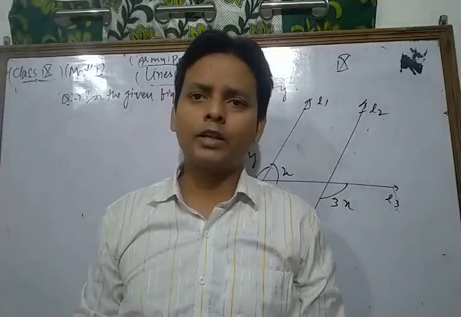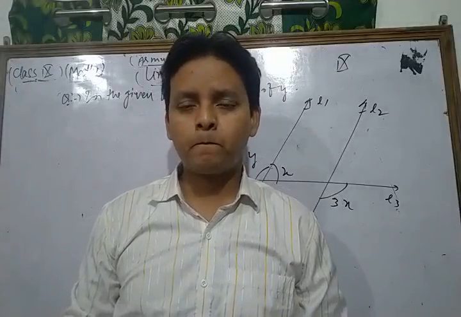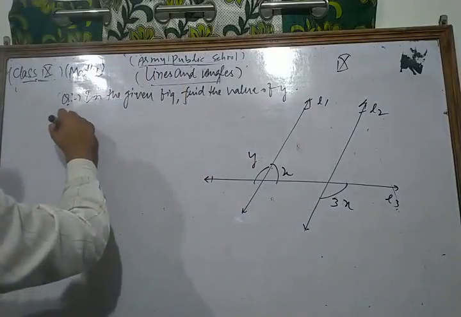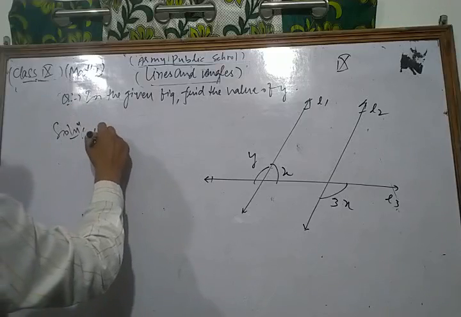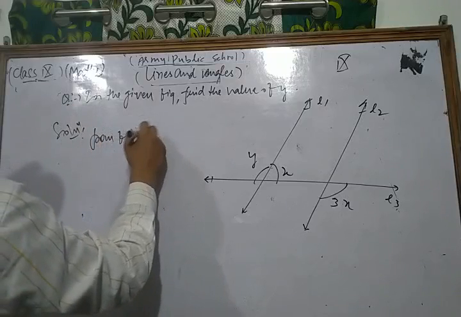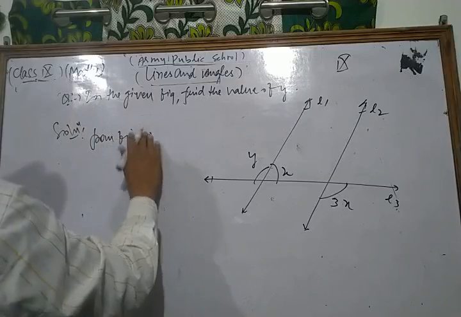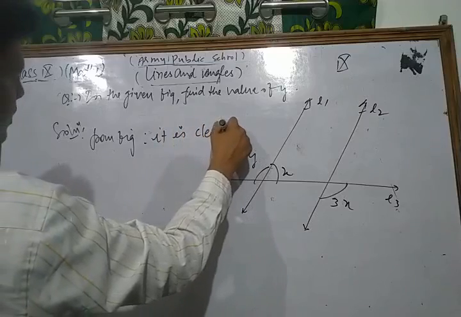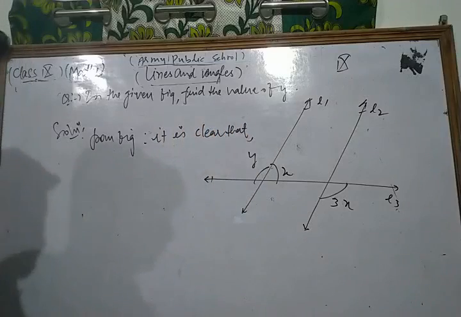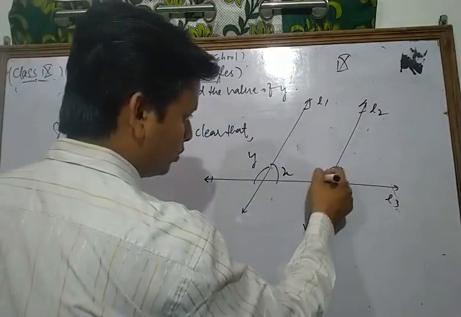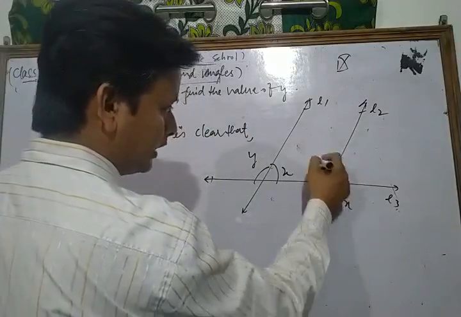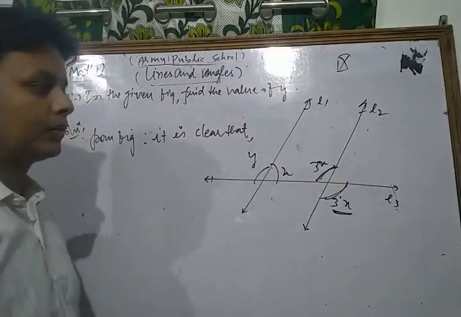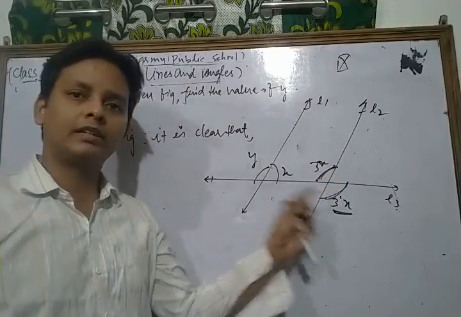Dear friend, let's see its solution. From the given figure, it is clear that that angle is equal to that angle, because these are vertically opposite angles. So this is 3x, and this is also 3x, because vertically opposite angles are equal to each other.